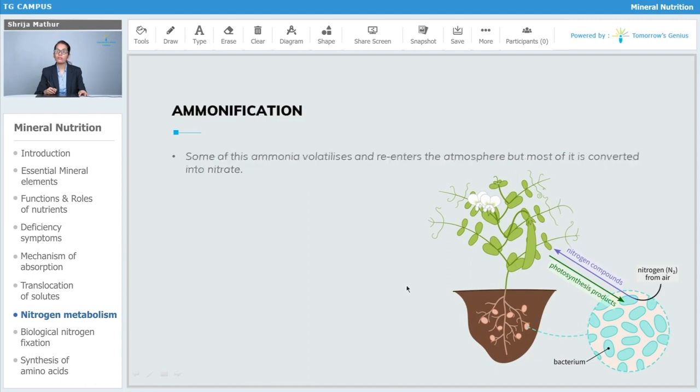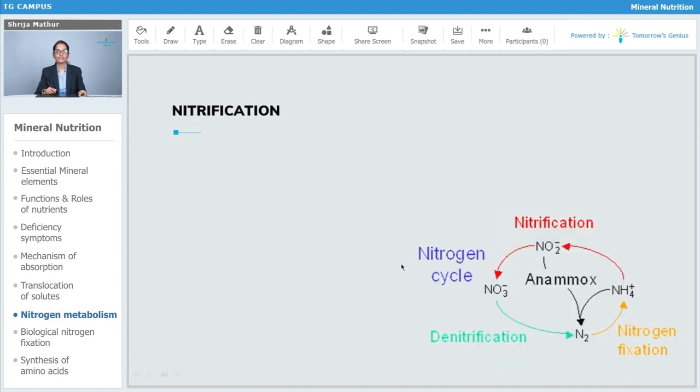Ammonia is consumed by the plants and the organic acid is consumed by the microorganisms. Some of this ammonia volatilizes and re-enters the atmosphere, but most of it is converted into the nitrates. So some of the ammonia goes into the atmosphere in the vapor form, while the rest is there in the nitrate form, and then further it is accumulated in the plants. If ammonia is not absorbed directly by the plants, then it is converted into nitrate through the process of nitrification. So next process is nitrification.